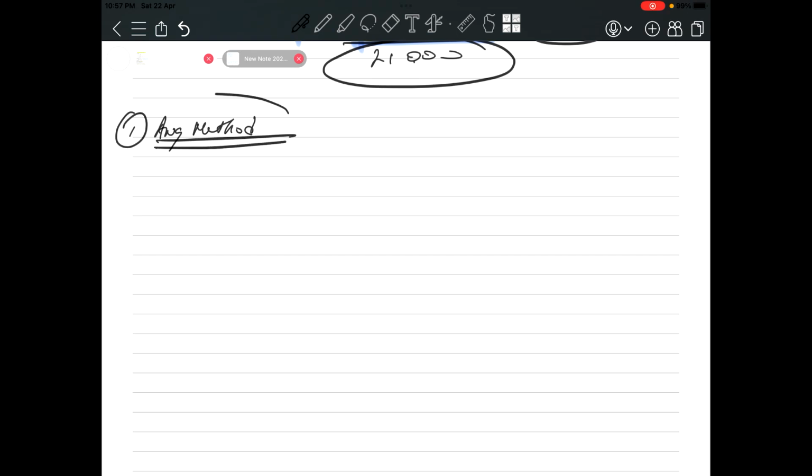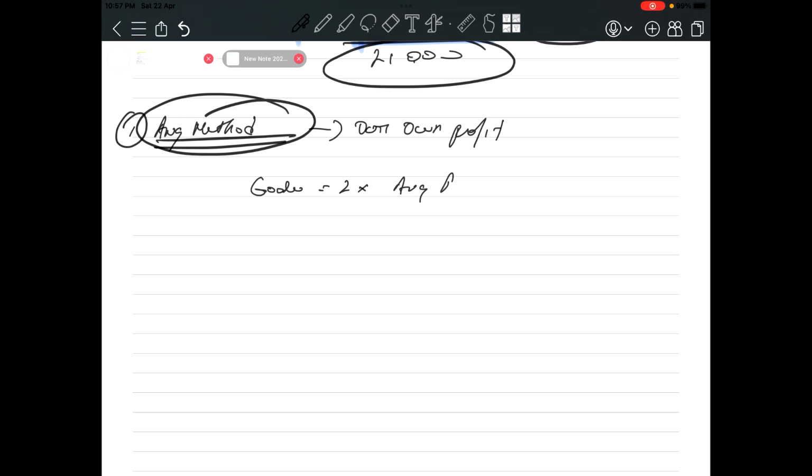So this average method basically talks about our own profit. We will take the average of our own profits and calculate goodwill. For example, we have to calculate goodwill on 2 years purchase of average profit of 3 years. The first, second, and third year profits will be given. So you take the total of these and divide by 3. You'll get your average profit.